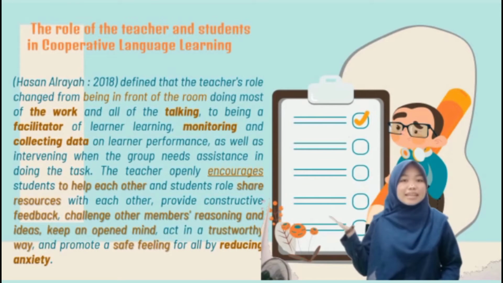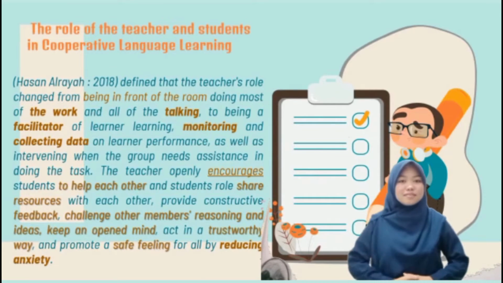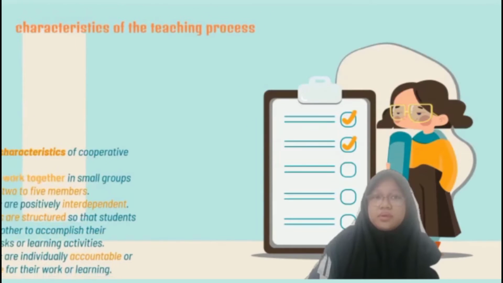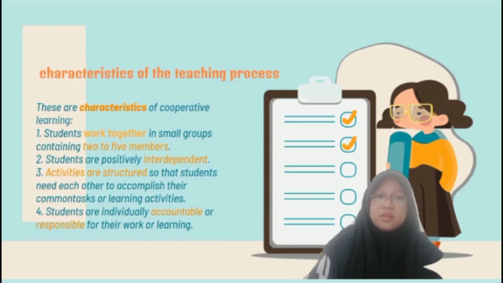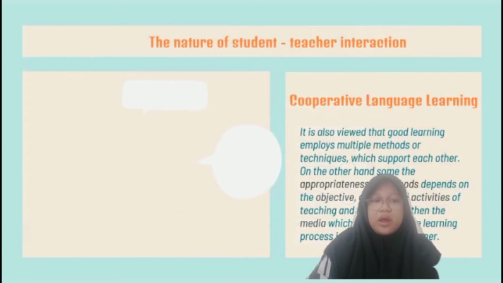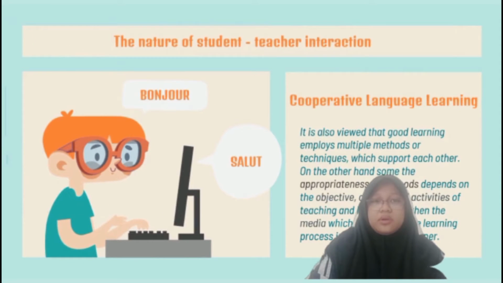Thus you can see on the screen, as stated by Hassan Al-Roya, 2018, we can conclude that the teacher's role is always facilitating the students, and the students play a role with other students in the group in language learning activities for the aim of cooperative language learning. First of all, the students are cooperating in groups of 2 or 3. They are assigned tasks that are specifically designed to be finished as a group, so they have to work cooperatively. The third one is that the students are positively interdependent, and the fourth one, the students are individually accountable for their achievements and goals.